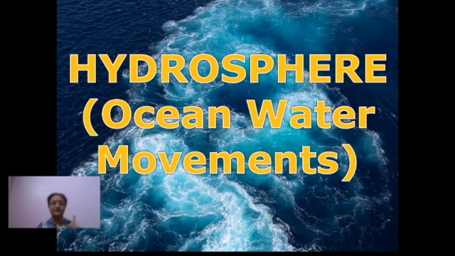Number one is lithosphere, that is the land area. Number two is atmosphere, the entire air mass surrounding the Earth. Number three is hydrosphere, that is water which is actually present on Earth. And number four, the most important one, is actually the biosphere.